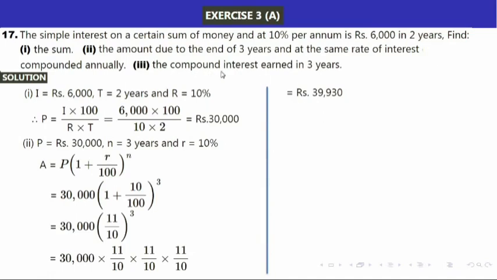Now they're asking you to find the compound interest earned in 3 years. So this is the amount, and amount minus principal gives you the compound interest, right? So your compound interest becomes this much. Earlier, simple interest was this much, and compound interest is this much.